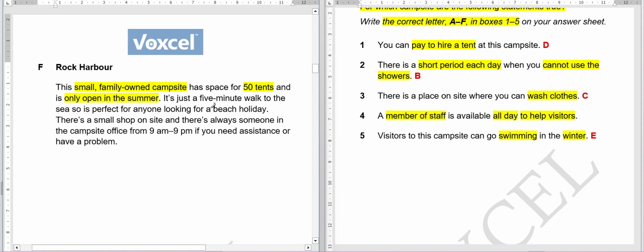It's just a 5-minute walk to the sea, so is perfect for anyone looking for a beach holiday. There's a small shop on site, and there's always someone in the campsite office from 9 a.m. to 9 p.m. if you need assistance or have a problem. Okay, so we know the answer to this is F, so you will get around 10 seconds. Tell me where the location exactly is, and time starts now.